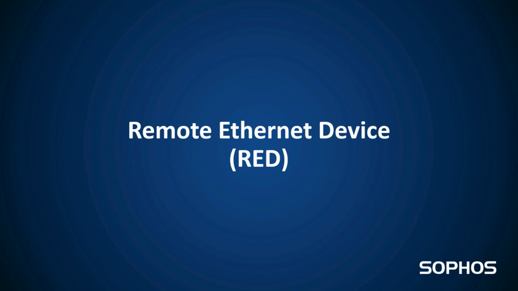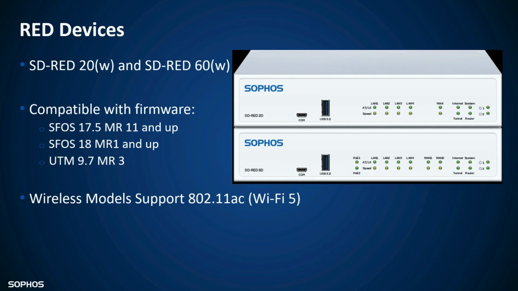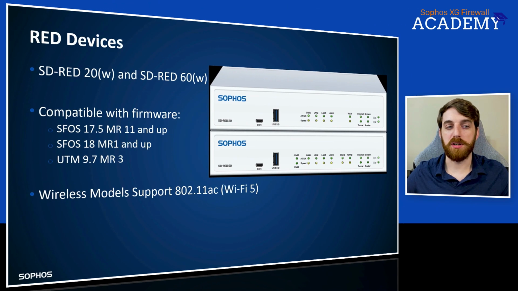Let's talk about the remote Ethernet devices, or RED. Sophos has the SD-RED20Ws and the SD-RED60Ws. They come in wireless and non-wireless models. These devices are supported with firmware 17.5 MR11 and up, 18 MR1 and up, and also UTM 9.7 MR3. The wireless models are 802.11ac, also referred to as Wi-Fi 5. These are nice little devices that come in handy when you want to deploy a device remotely.